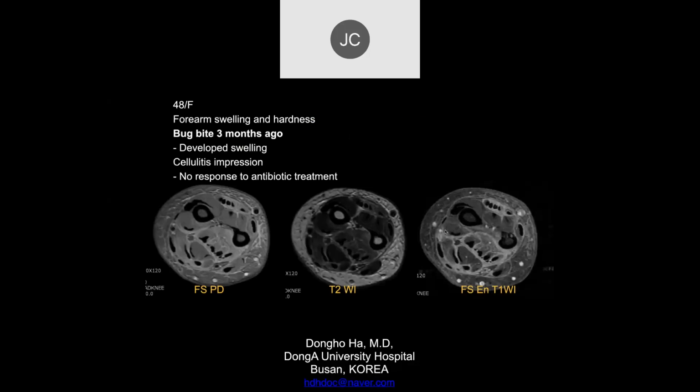Okay, Elior. All right, so 48-year-old woman, forearm swelling and hardness, bug bite 3 months ago, developed swelling, cellulitis, impression, no response to antibiotics. On the FATSAT PD image on the left, we see circumferential soft tissue edema within the muscles, along the muscle fascia, really in all compartments.